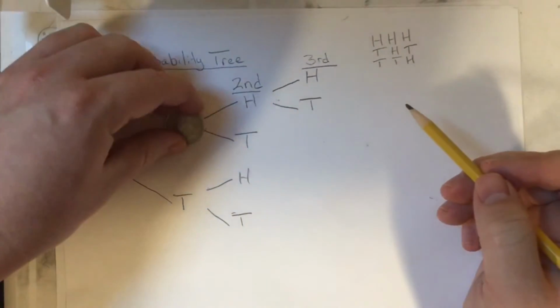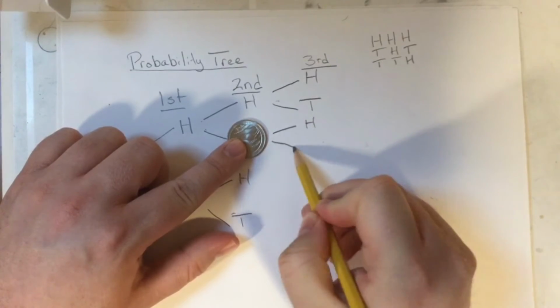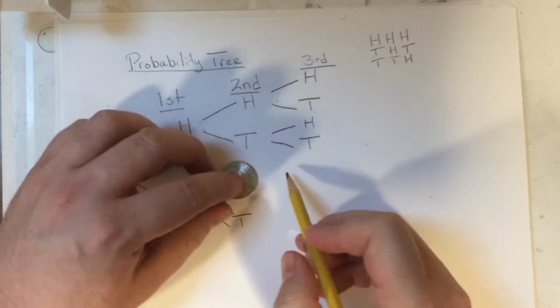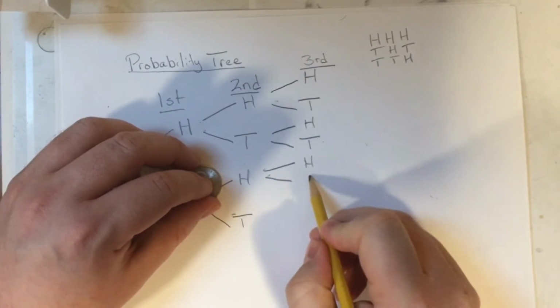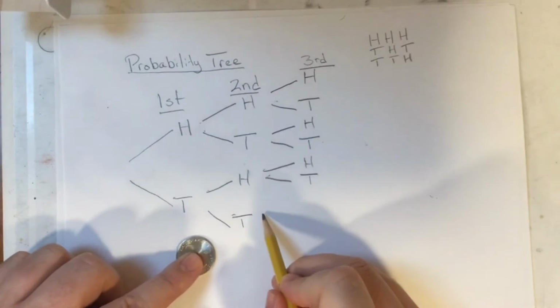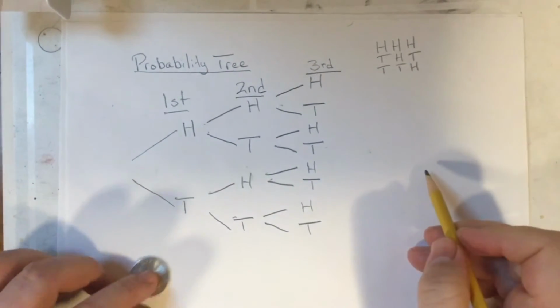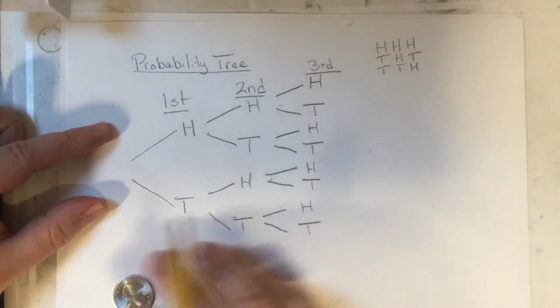Well, let's say I flipped a head and then I flipped a tail. What can I get? I can get a head, or I could get a tail. Same thing here. Maybe I flipped a tail, then I flipped a head. What's going to happen here? Head or tail. Same thing here. Head or tail. And you can start to see now why this is called a probability tree.